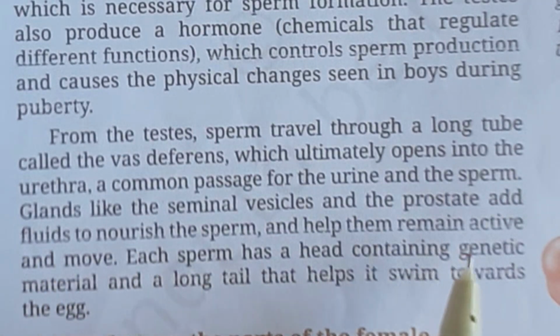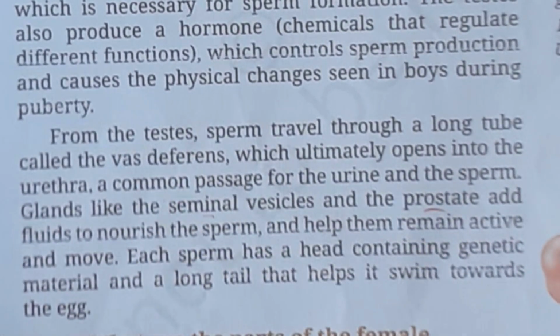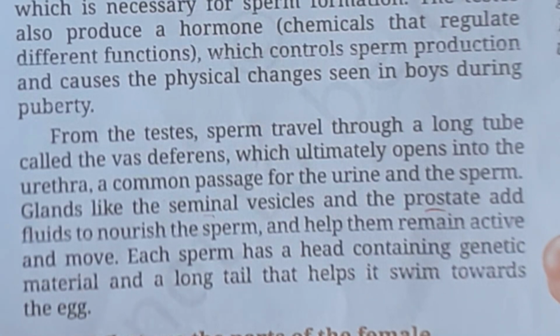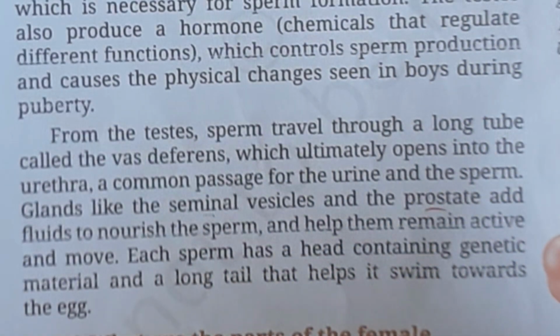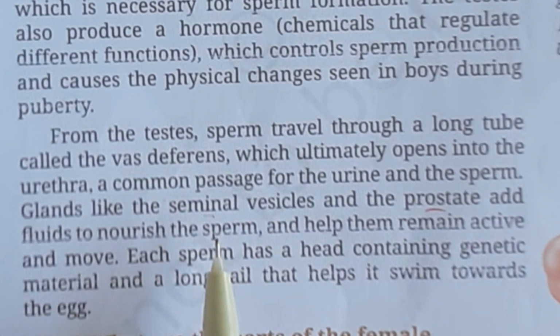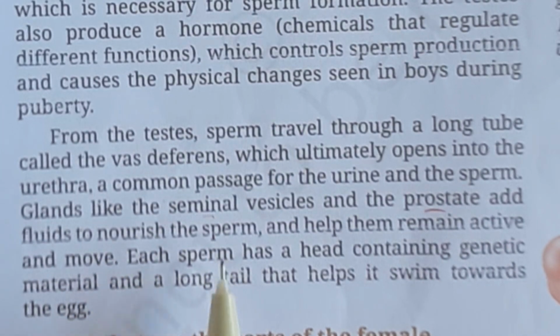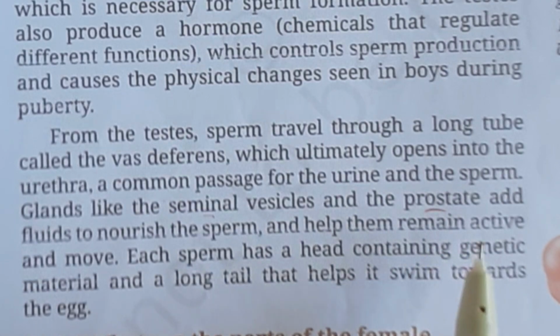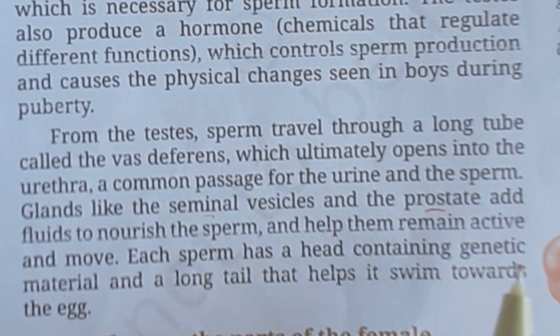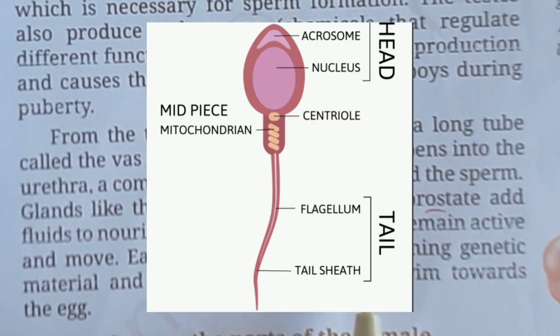Glands like seminal vesicle and prostate add fluid to nourish the sperm. So these two glands are very important. One is the seminal vesicle and the other is the prostate gland. These two glands add liquid to the passage. So here the function is, the seminal vesicle secretes semen which makes the passage lubricant so that the sperm will not have any kind of rupture, and the prostate gland is providing nourishment to the sperm, and finally the sperm will remain active and move.